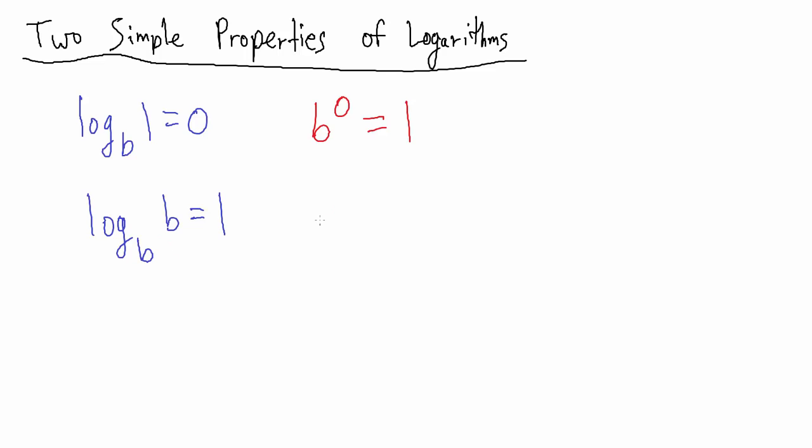So base b log means base b exponent. 1 over here means 1 in the exponent. Now if we take a number b and raise it to the first power, what do we get? Well, anything raised to the first power is just that thing back. So b to the first power is just b.